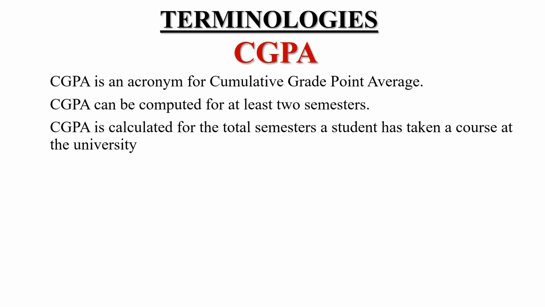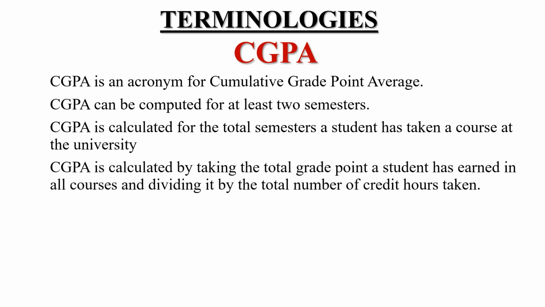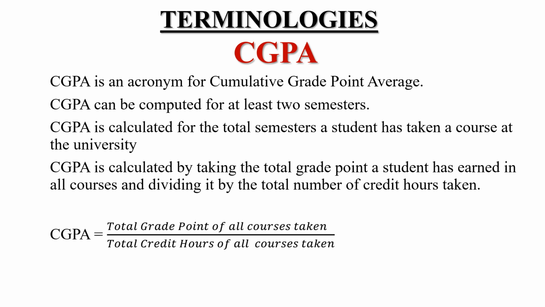And so if you want to know your CGPA, you're just going to sum all the courses you've taken at the university and divide by the total credit hours you've taken at the university. So CGPA is calculated by taking the total grade points a student has earned in all courses and dividing it by the total number of credit hours taken. And so to make this simpler, we have CGPA equal to total grade points of all courses taken divided by total credit hours of all courses taken.